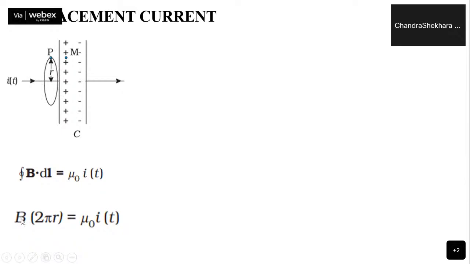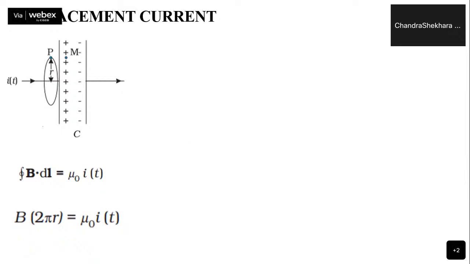Therefore, B into 2 pi r. I integrated over the entire circular loop. Therefore, B into 2 pi r is equal to mu naught into I. There is no problem getting this equation.